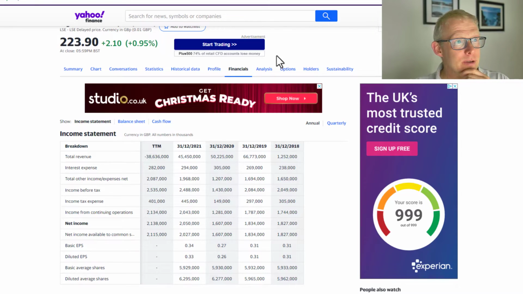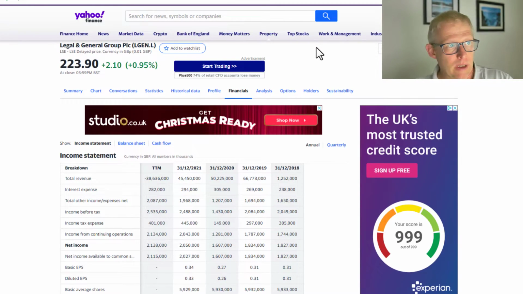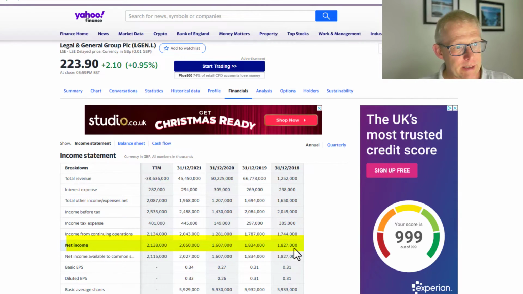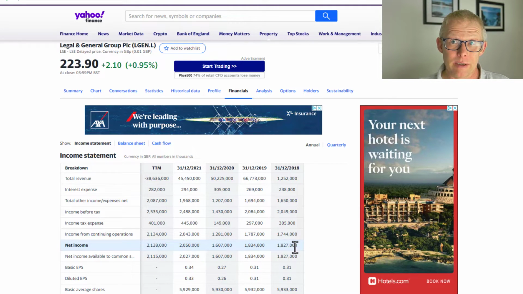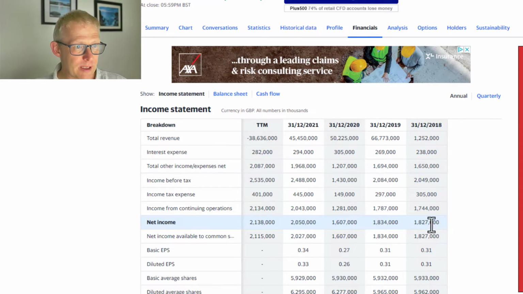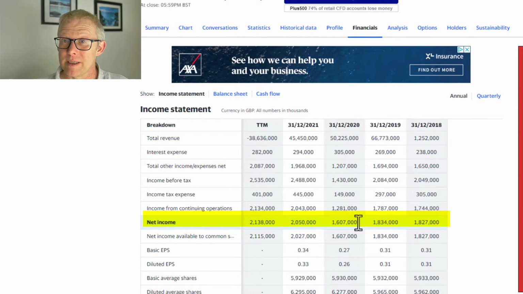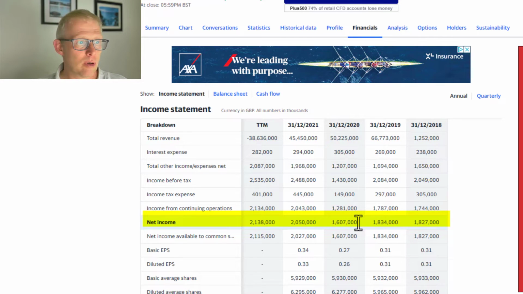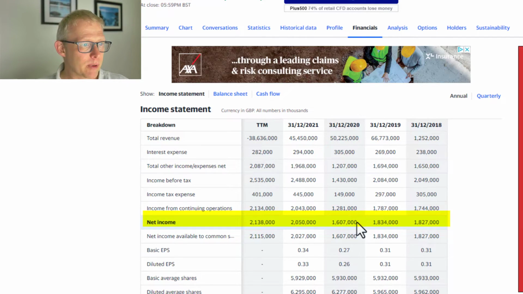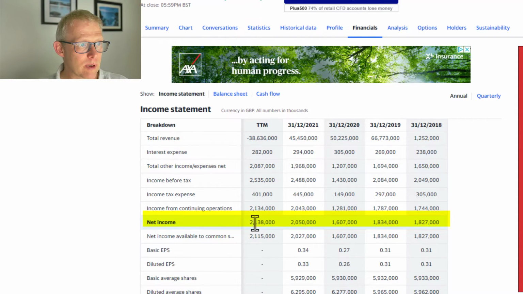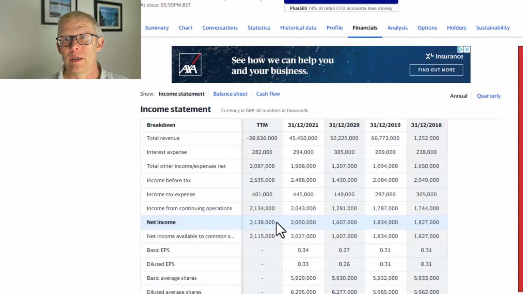So Legal and General, an insurance company within the UK. What we need to do is have a quick look to see whether the bottom line is increasing or not. And basically over the last 5 years we have seen a steady increase. Obviously 2020 being a particularly bad year with COVID hitting, there was a dip. But what we do see is the TTM, the trailing 12-month figure, is showing an increase.